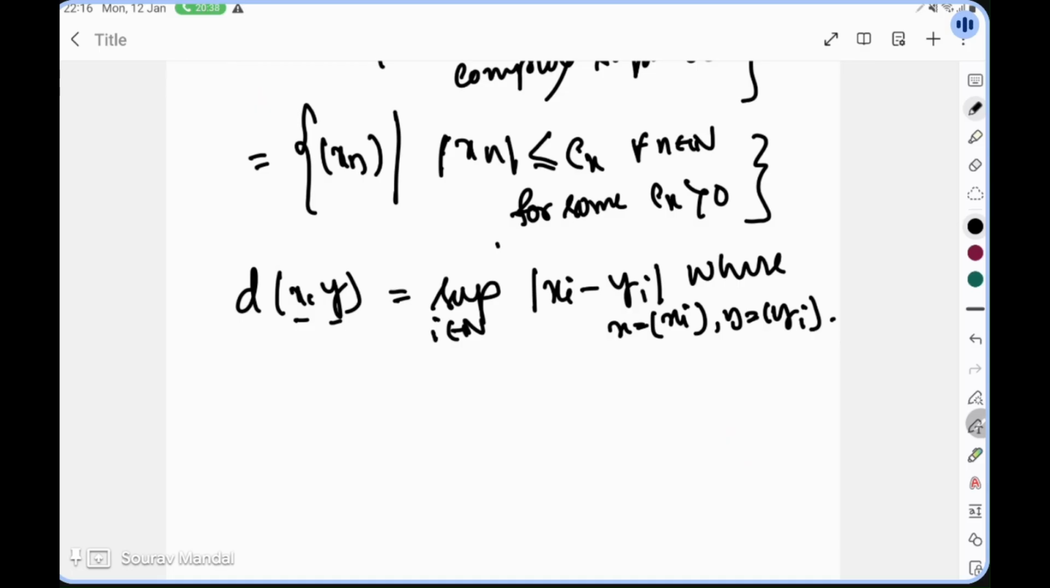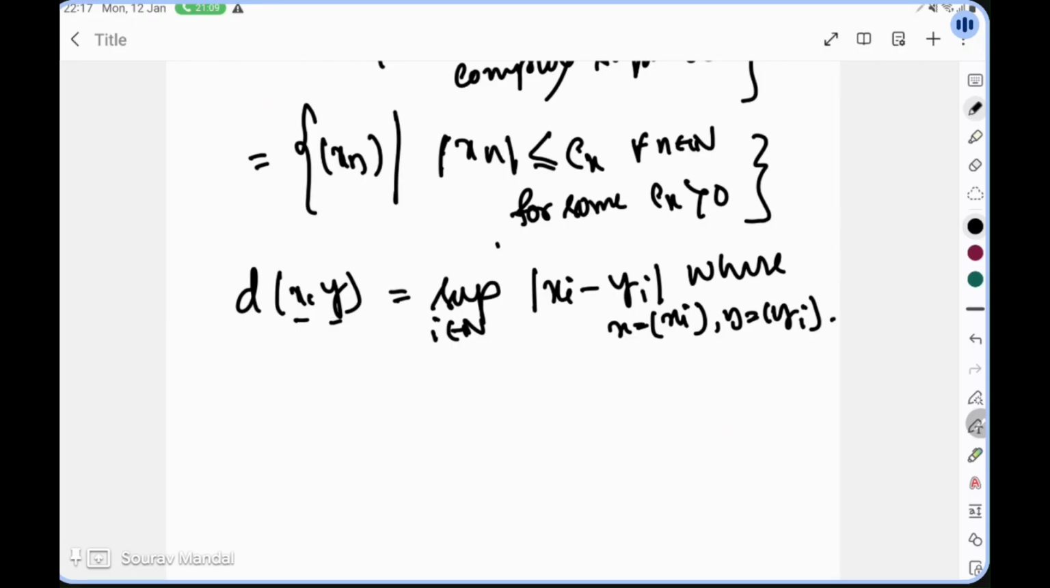That's why its supremum is also non-negative. So condition one is done. And for condition two, if the supremum is zero, in that case each term will be zero because the modulus function is always a non-negative term. And so in that case, x_i equals y_i for all i, and the sequences become the same, x equals y, and the same thing for the other side, in the opposite direction. So conditions one and two hold true, and the same for condition three.